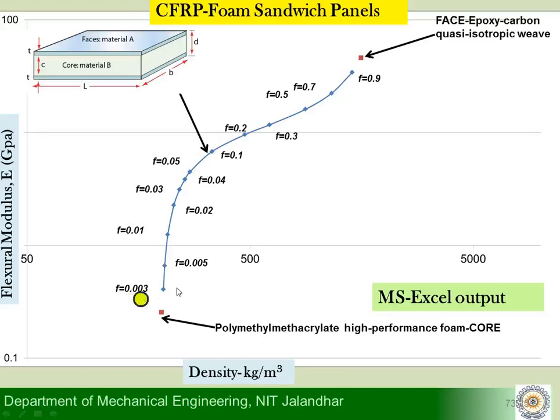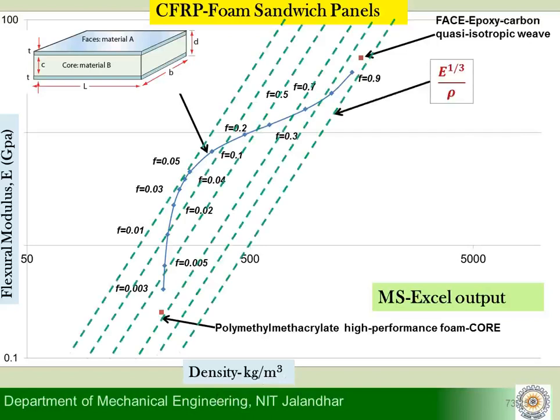It is 0.003, going up to 0.9, and obviously we can go up to 1 also, but 1 doesn't matter because 1 will be just the face monolithic material only. So this is the actual output, and we have plotted flexural modulus E on a log scale versus density of the resulting materials on a log scale.